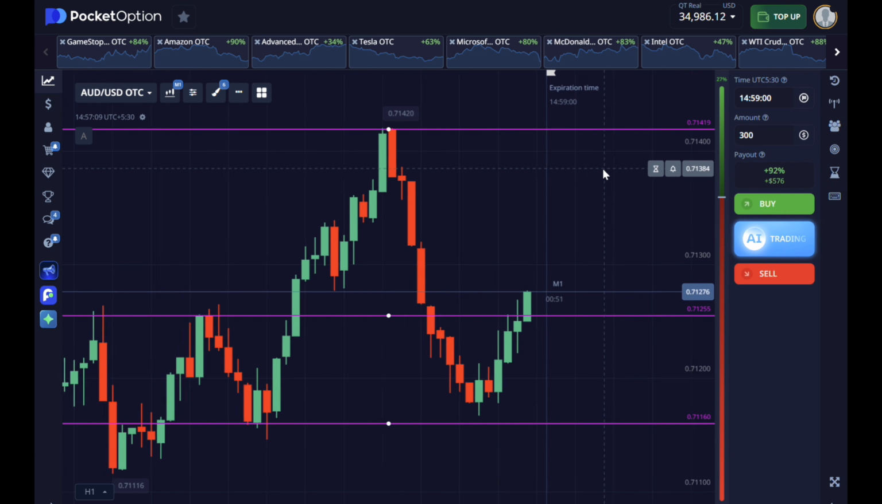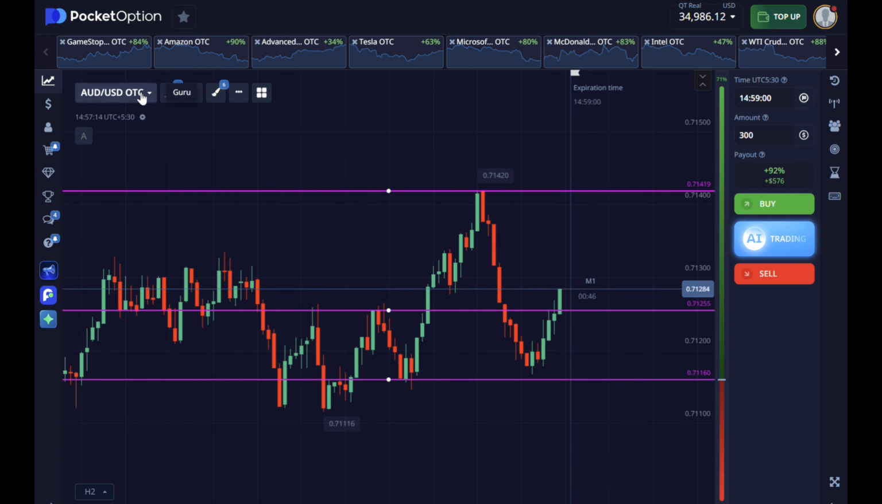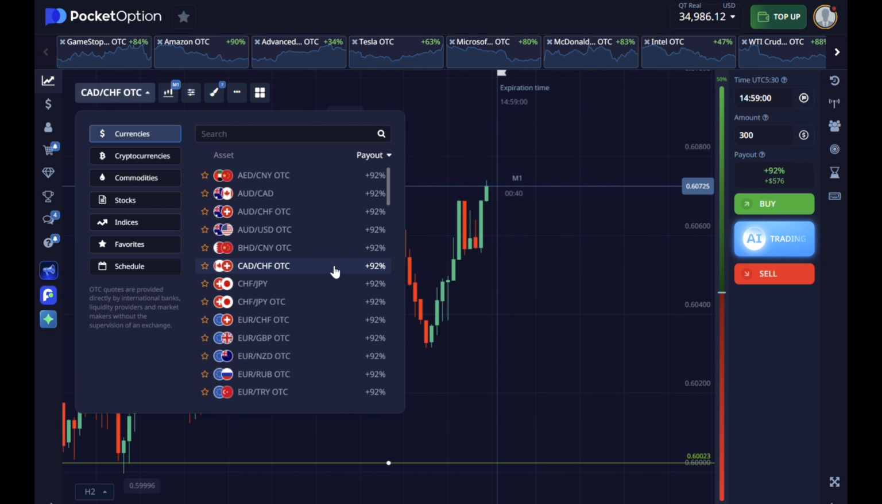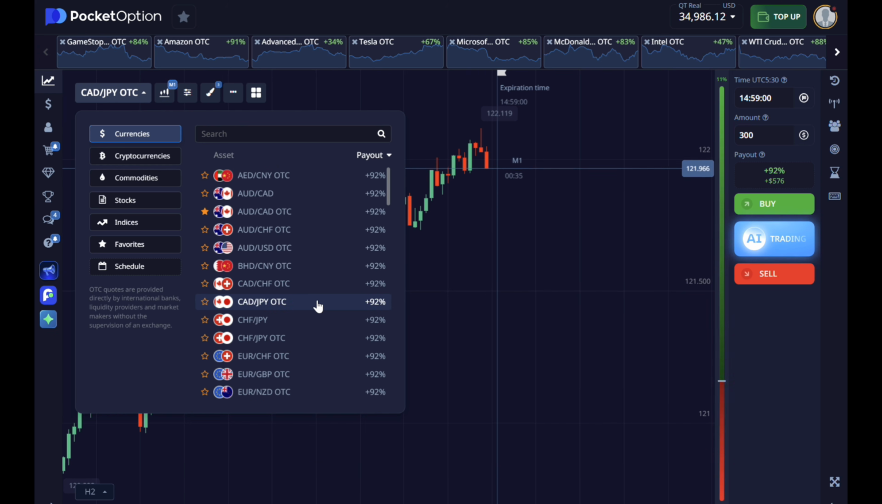So I'll try to find a chart with some good movement here again, just taking a little time to look for one. So I'm trying to change this chart here and I'll see how the chart's movement is going here. And let me check the chart movement in CAD JPY.